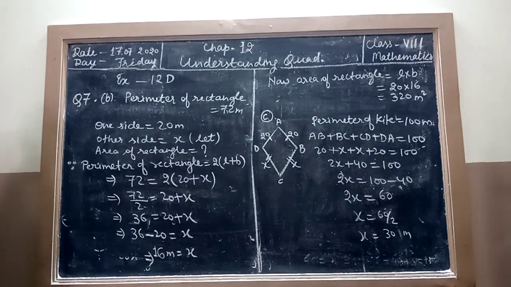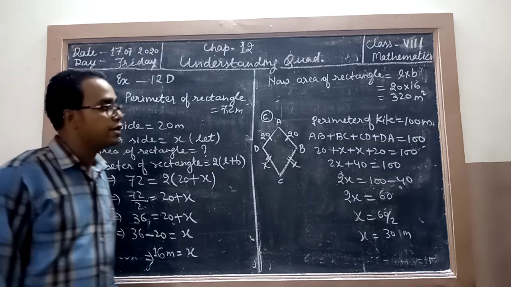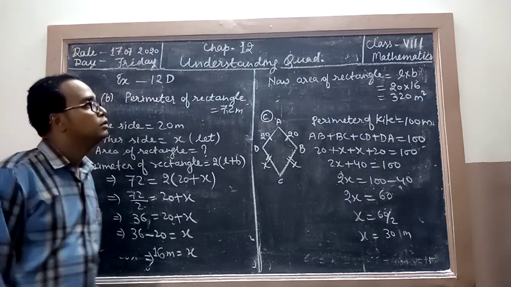Now the area of the rectangle. Area of a rectangle is length into breadth. So 20 into 16 is 320 meter square.